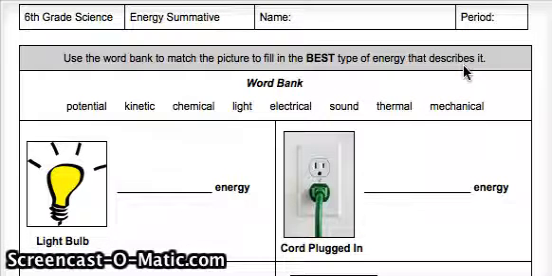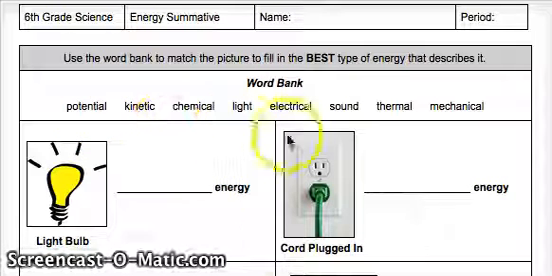So you are going to look at the picture, think about what is the best energy that describes that picture, and then write it in. You will use each energy once. So once you use it, you can cross it off. There might be more than one energy for a picture. You need to choose the best one. The 8 energies are listed at the top.